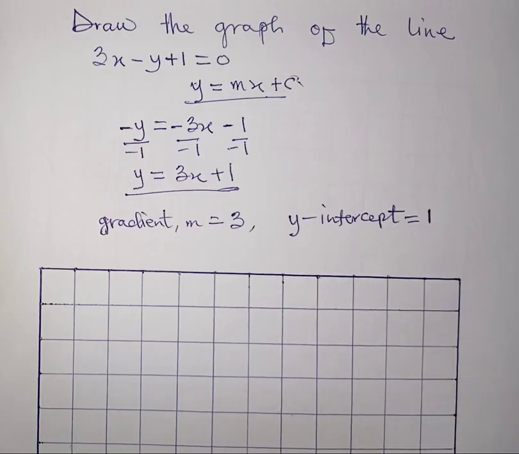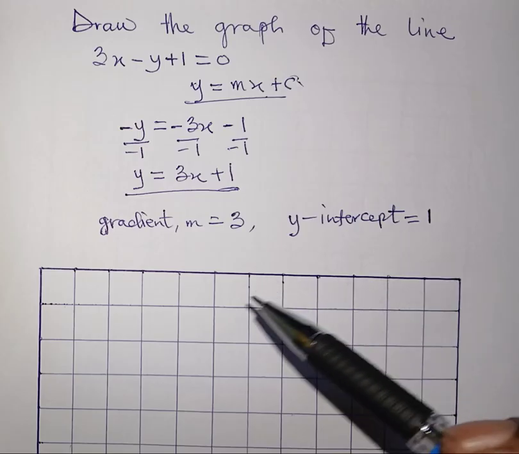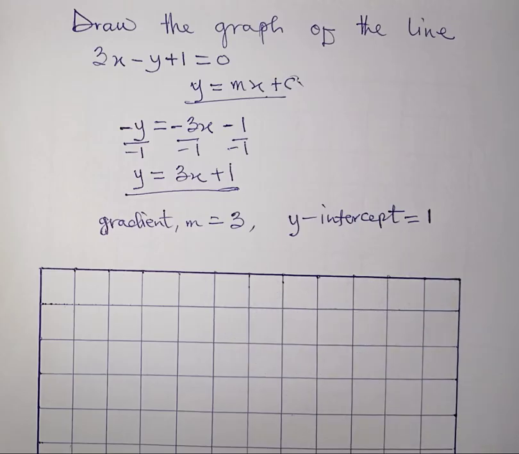Okay, instead of finding both the x and y intercept, we are using the gradient. So that if you meet such questions, you are given only the gradient and the y-intercept, you know how to plot it. So let's first draw our vertical and horizontal axis on the graph.